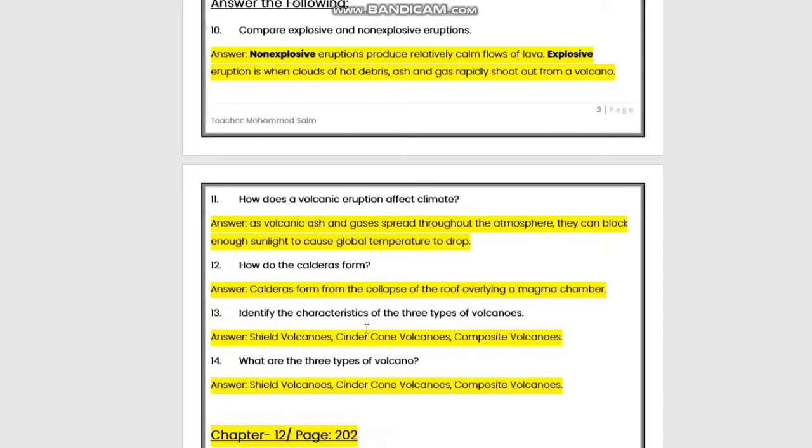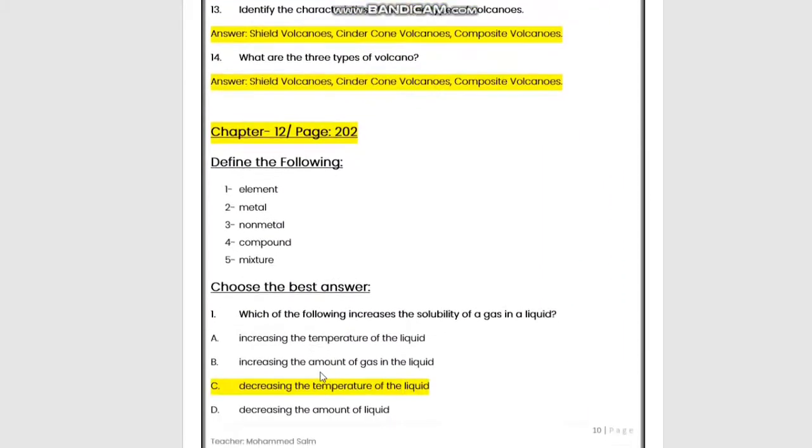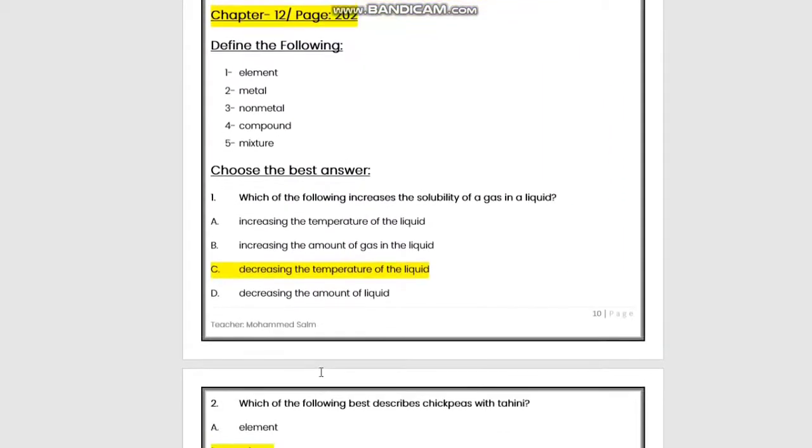Identify the characteristics of the three types of volcanoes: shield volcanoes, cinder cone volcanoes, and composite volcanoes. This is important as well. What are the three types of volcano? Shield volcano, cinder cone volcano, and composite volcano. We finished with this chapter. Let's go to chapter 12, page 202. Define the following. You only have to know these five definitions: elements, metals, nonmetals, compounds, and mixtures.